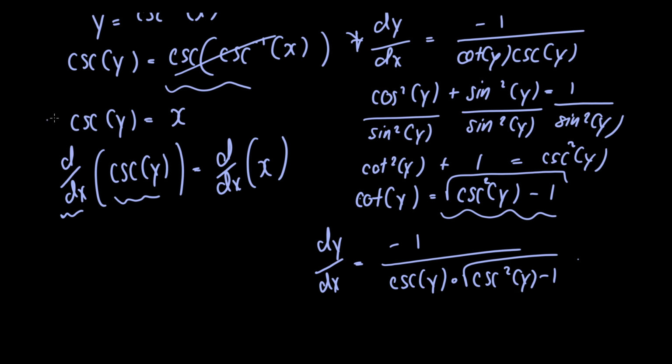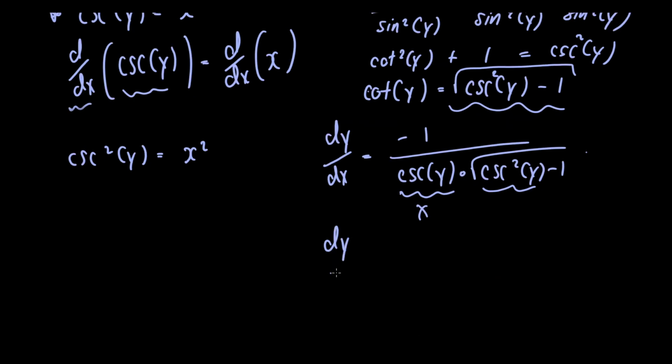Now, remember up here we wrote that cosecant of y is equal to x, so we can let this equal x. And if we were to actually square both sides of that equation, we would have this. So that tells us that we can substitute in x squared for cosecant squared of y. We then have dy over dx equals minus 1 all over x times the square root of x squared minus 1. And that's the answer to our problem.